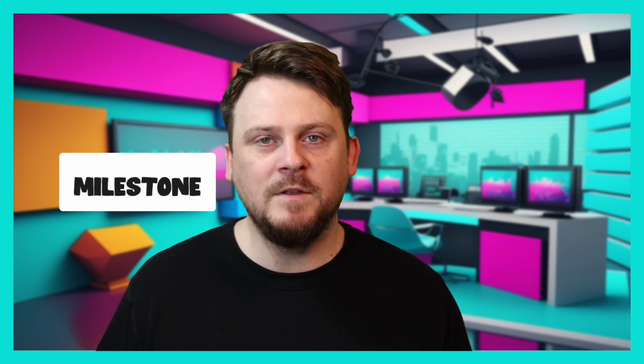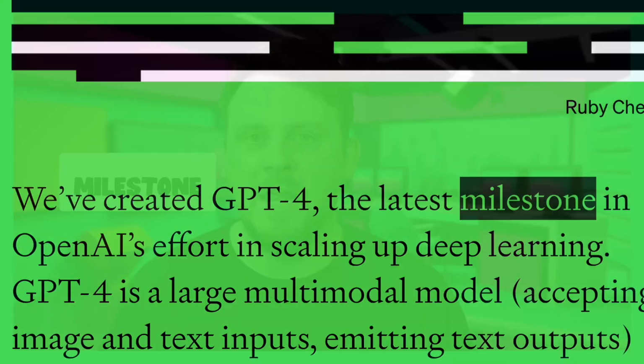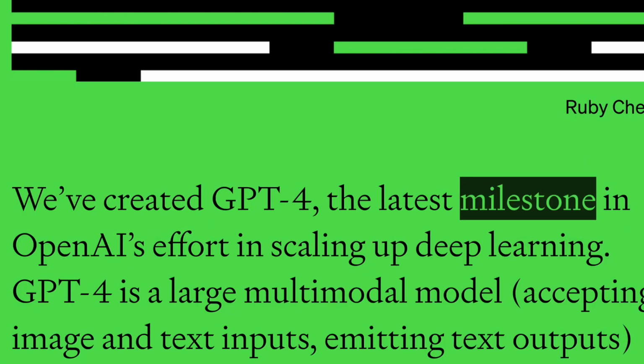So let's look at how this is used in context and then talk about how we can use it in everyday English. We've created GPT-4, the latest milestone in OpenAI's effort in scaling up deep learning. Scaling up is something that we're going to actually talk about next. But in this case, what is a milestone? Well, if this is an effort and they're sort of working towards something, then it sounds like milestone might be related to progress in some way. Is that right? Yes, that's exactly right.